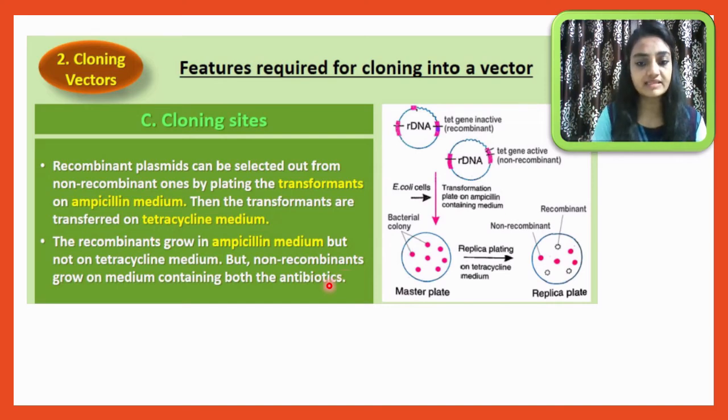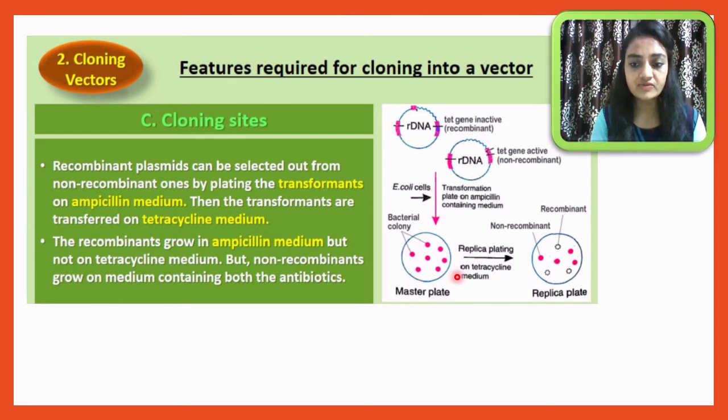That's why they will grow on both the media. Okay, that's why they will be deselected, and here this will be selected, where whatever organism will grow on the ampicillin medium. Let me explain. Suppose this is the recombinant. The tetracycline resistance gene is active here, and here you can see the ampicillin resistance gene. Now E. coli cells are transformed on the plate containing ampicillin medium, and this is the bacterial colony.